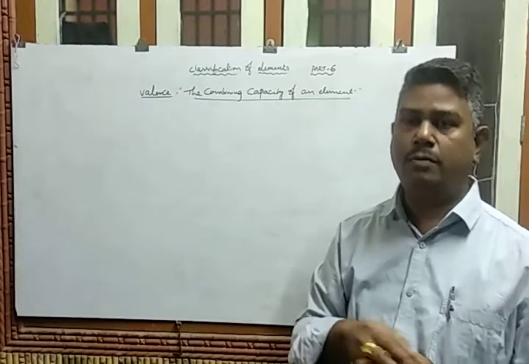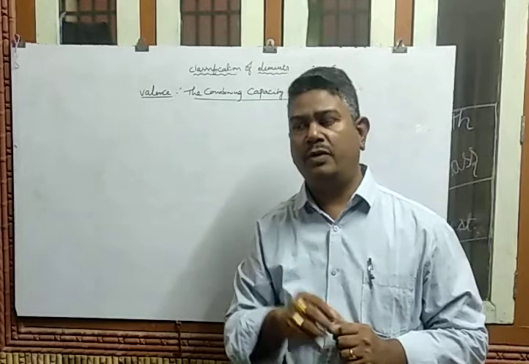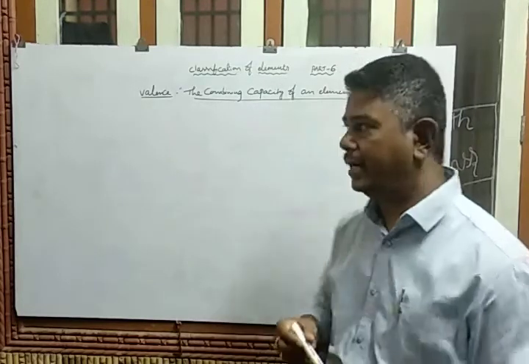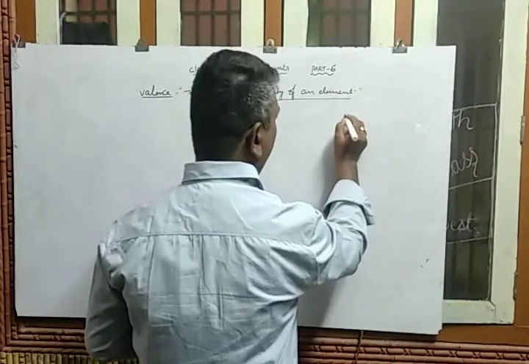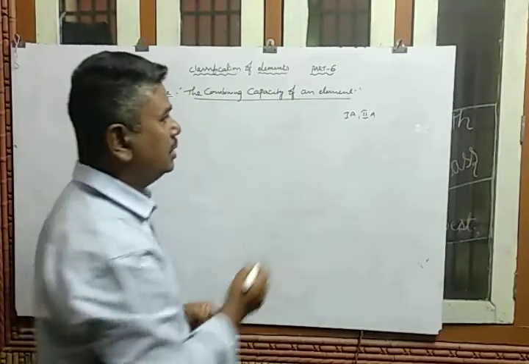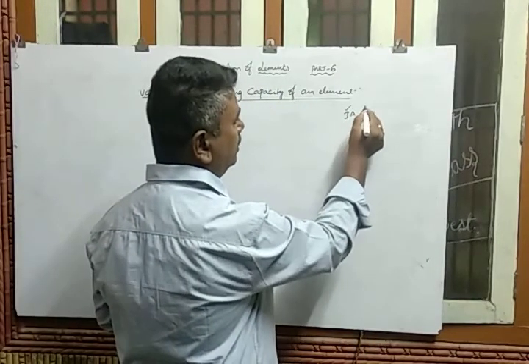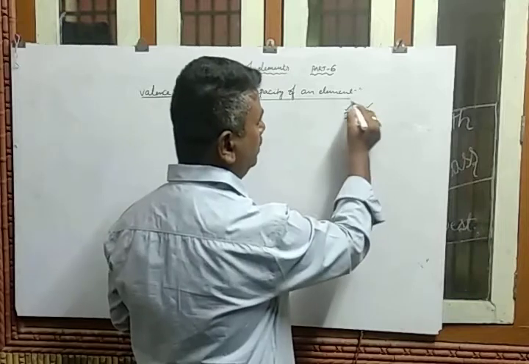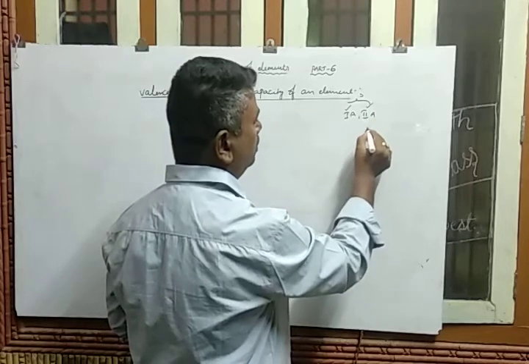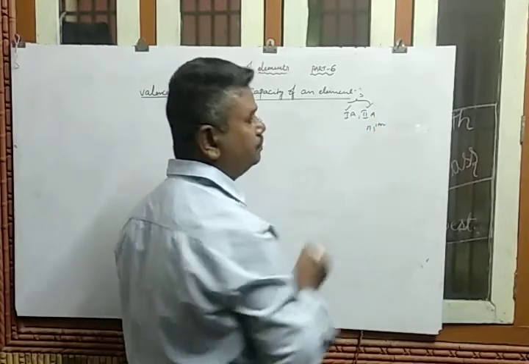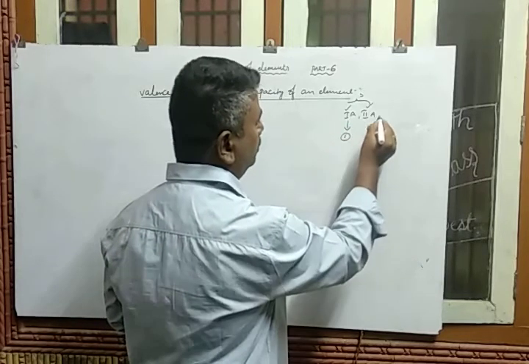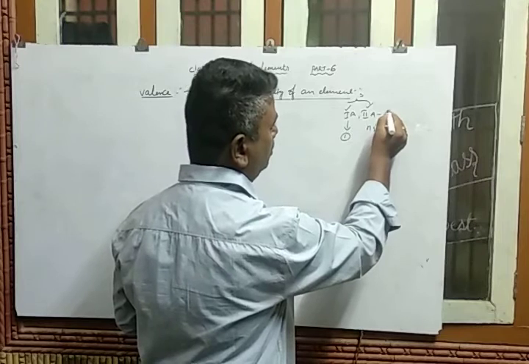One thing to remember: we have 18 groups, that is 1A and 2A groups. These two groups are called which one? Alkali metals and alkaline earth metals, or these two are called the s block. The general configuration of these two groups is ns1 to 2. That means the first A group has 1 valence electron, and the second A group has 2 valence electrons.